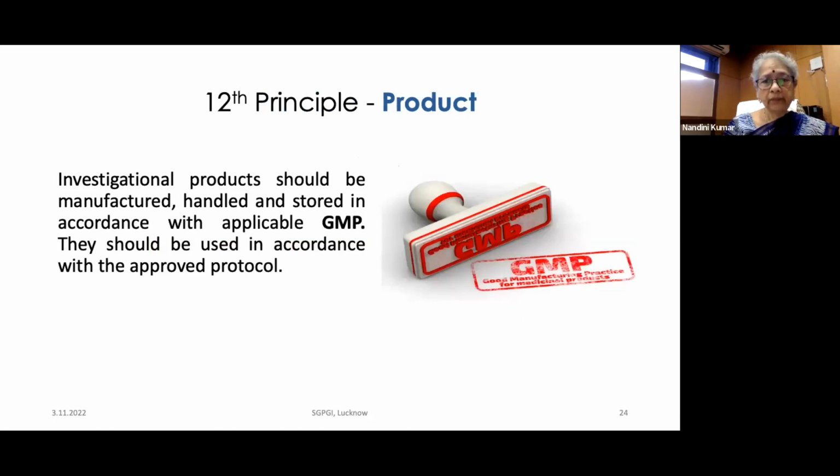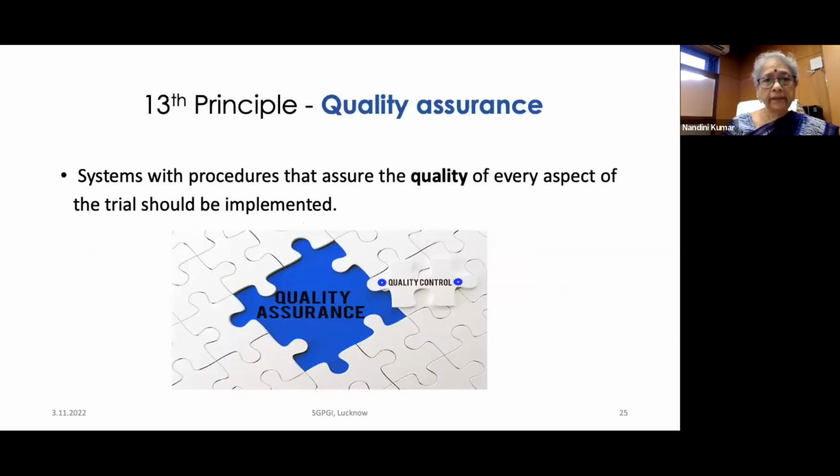The product cannot be a low-grade one. It has to comply with good manufacturing practice. Then comes the 13th one about quality. This is the one which determines whether the data is of consequence or has to be thrown away. If it is to be thrown away, that means your research was all futile. You unnecessarily subjected so many people to undergo whatever you were intending to do. So for this quality assurance only, you require all this.